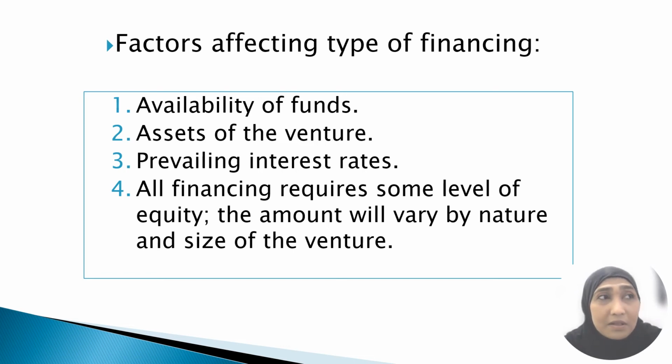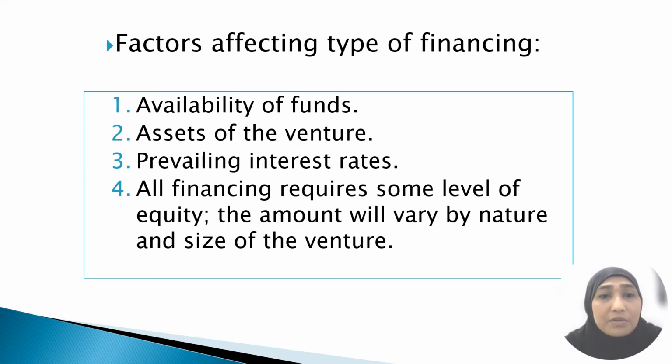Let's say you just have savings of 50 ringgit. You still can start a business. For example, you apply for a grant from the government, something that you have no need to pay back. It is an external source, but you don't need to pay it back. Or you may choose to prepare a business proposal, the business plan, then apply for a loan from the bank because it is available to you. So the availability of the funds is very important when you decide which type of financing you are going to use.